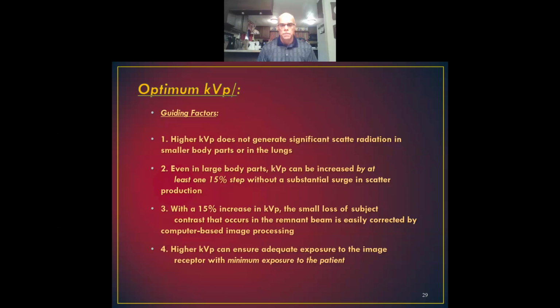And finally, number 4 says higher KVP can ensure adequate exposure to the image receptor with minimum exposure to the patient. Higher KVP can ensure adequate exposure to the image receptor because it is pushing those x-rays through the patient. Pushing them through the patient, at least less of them are getting what? Attenuated or absorbed, so that they are going in and out of the patient, which is what we want to have happen during our exposure.